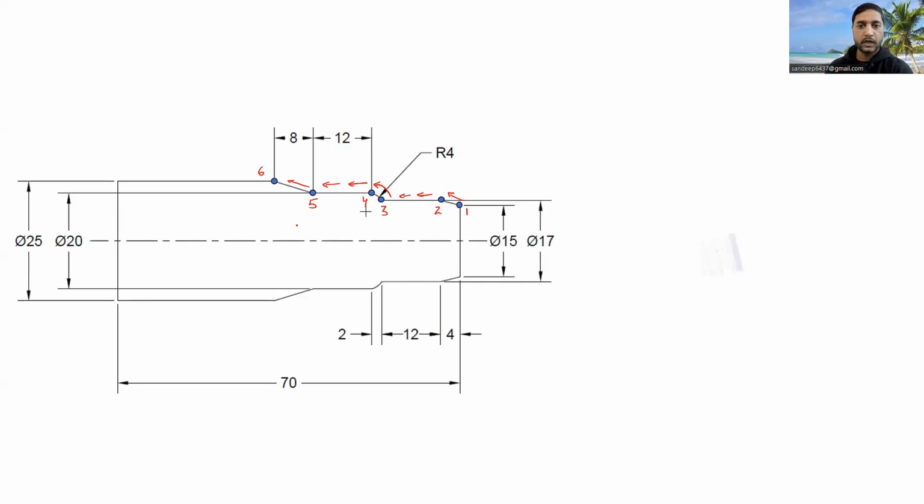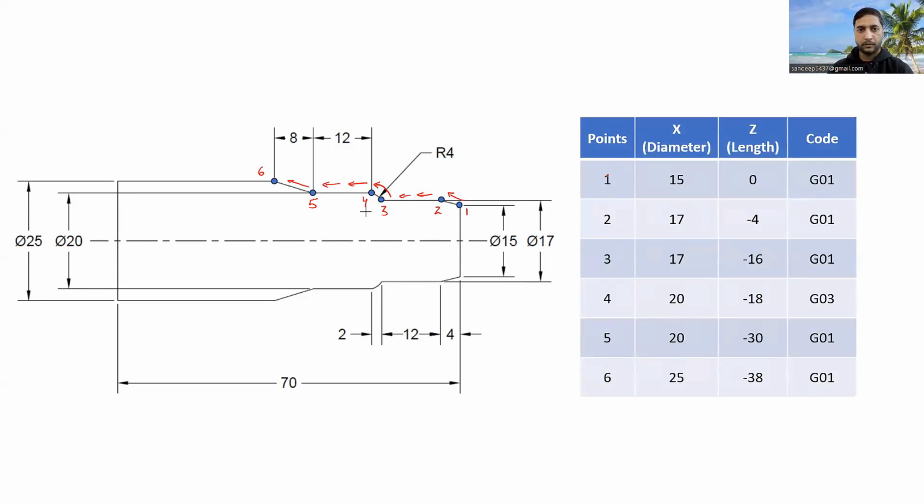And in order to find out the coordinates now, let me show you this table here. So the points we have here from 1 to 6, and X and Z values. Let us define some X value and Z value for point number 1. So for point number 1, our X diameter is how much? 15. Then Z is how much? 0. Because at this particular point we have Z0. This is plus Z, and this is our plus X. And this will be our minus Z with respect to this point. I hope it is clear to you.